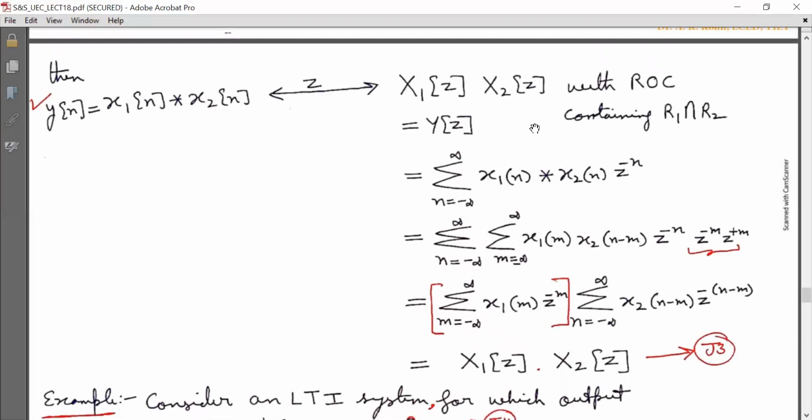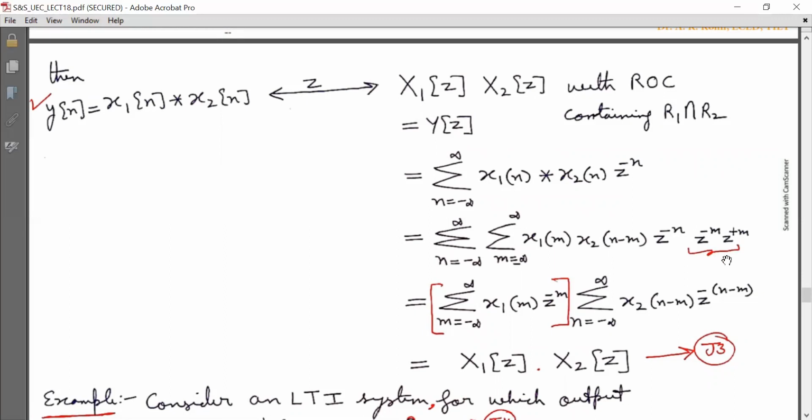Now we'll prove it. Y(z) is equal to the summation, n running from minus infinity to infinity, of x1(n) linearly convolved with x2(n), times z raised to power minus n. Now here, I will write the convolution sum formula. Y(z) is equal to the summation over n from minus infinity to infinity of the summation over m from minus infinity to infinity of x1(m) x2(n minus m) z raised to power minus n, times z raised to power minus m into z raised to power plus m.